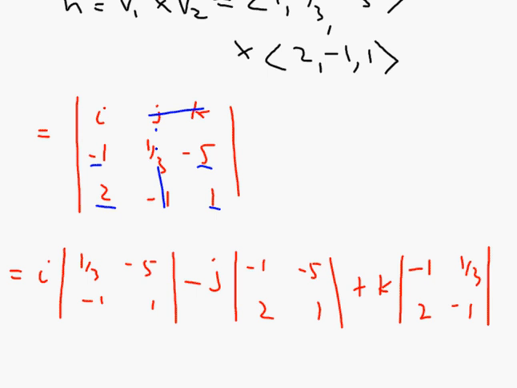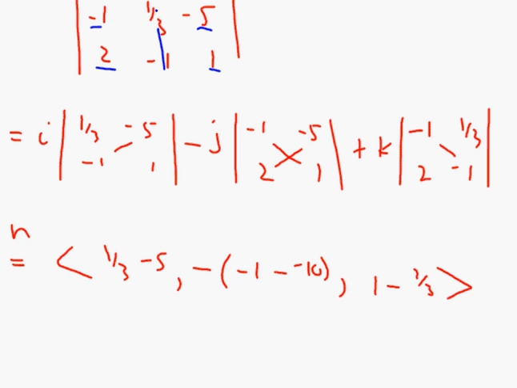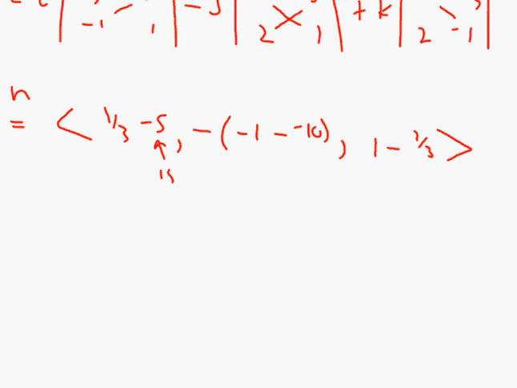We've done plenty of cross products, so here comes our vector. It's going to be our normal vector. It's going to be 1/3 minus -5 for the i component. This is going to be the negative of -1 minus -10. And then lastly, we're going to have 1 minus 2/3. Let's finish this up. This 5 I could think of as 15/3, so that's going to be -14/3.